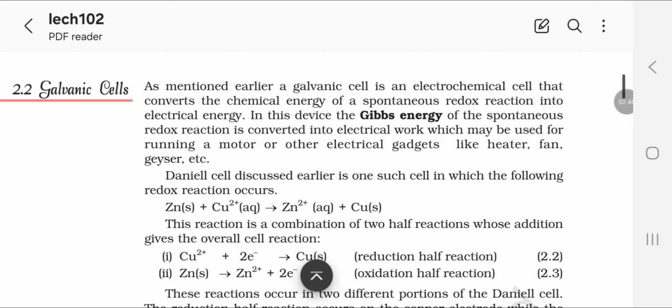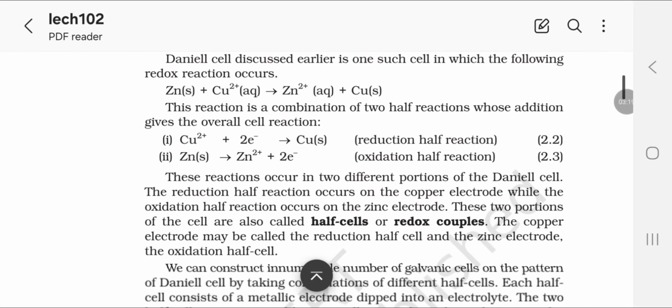2.2 Galvanic cells. As mentioned earlier, a galvanic cell is an electrochemical cell that converts the chemical energy of a spontaneous redox reaction into electrical energy. In this device, the Gibbs energy of the spontaneous redox reaction is converted into electrical work which may be used for running a motor or other electrical gadgets like heater, fan, geyser, etc. Daniell cell discussed earlier is one such cell in which the following redox reaction occurs.